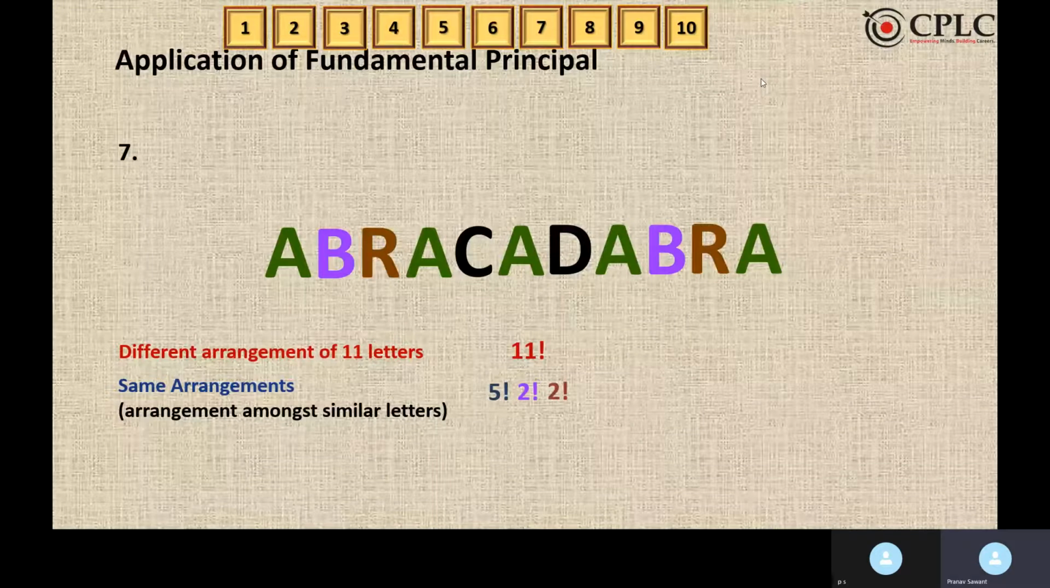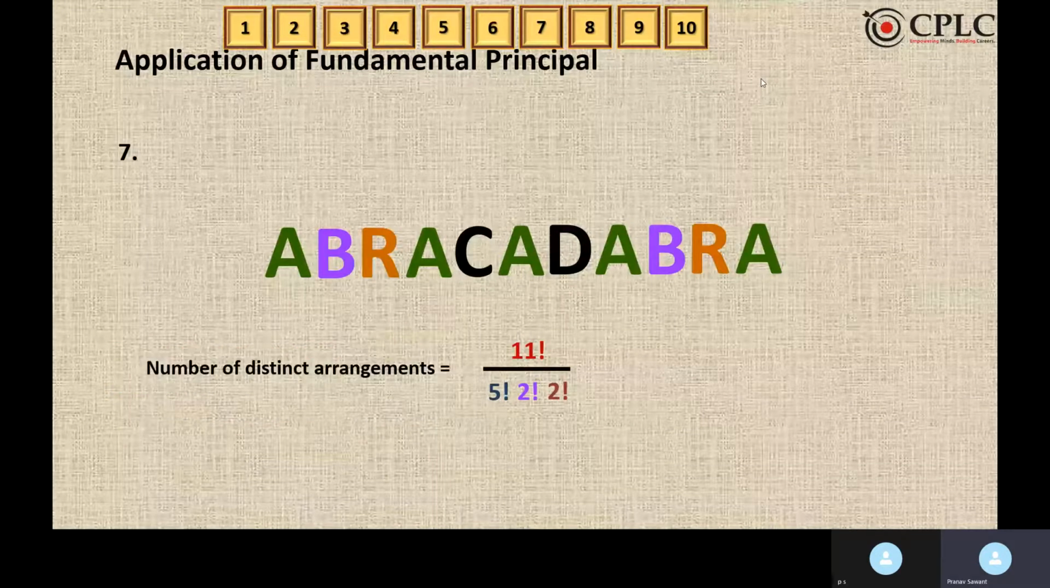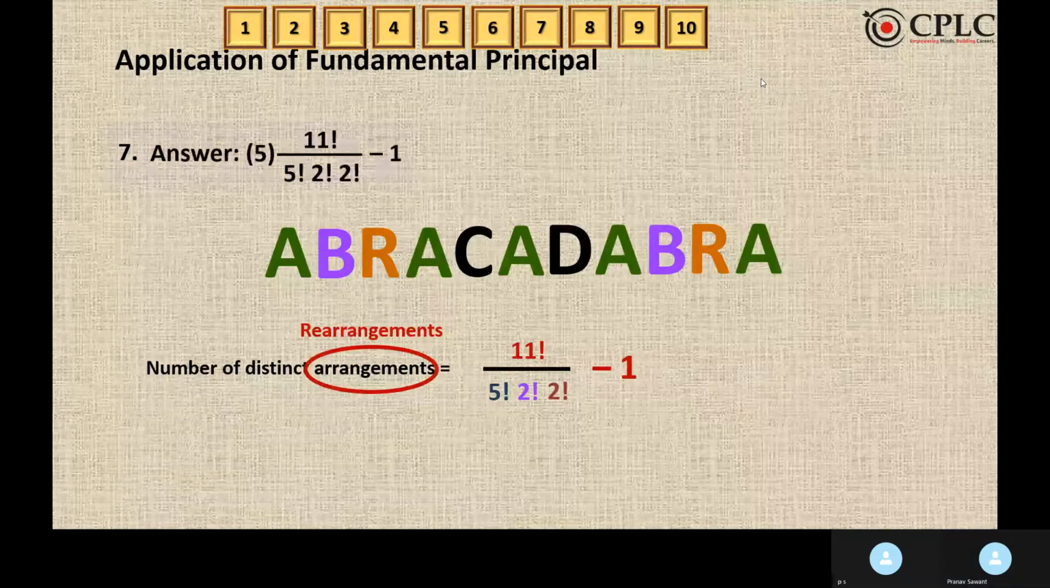Now we have to rearrange. So this means we must not get the arrangement which is given in the question. So we have to remove that one possibility which is given in the question. Hence we'll simply do minus 1. Option 5 is the answer.